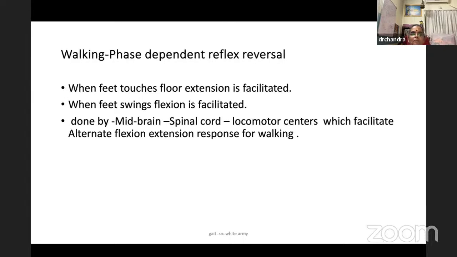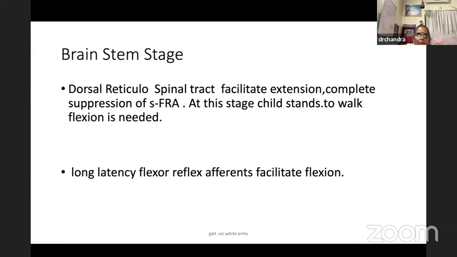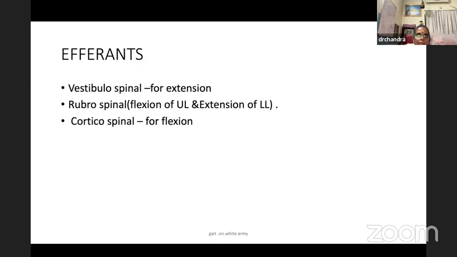And walking involves phase-dependent reflex reversal. When the foot touches the floor, extension is facilitated. And when swinging, flexion is facilitated. And you have the locomotor centers. And we saw the afferents for this. The efferents are vestibulospinal for extension, and rubrospinal. Vestibulospinal is extension of all four limbs.